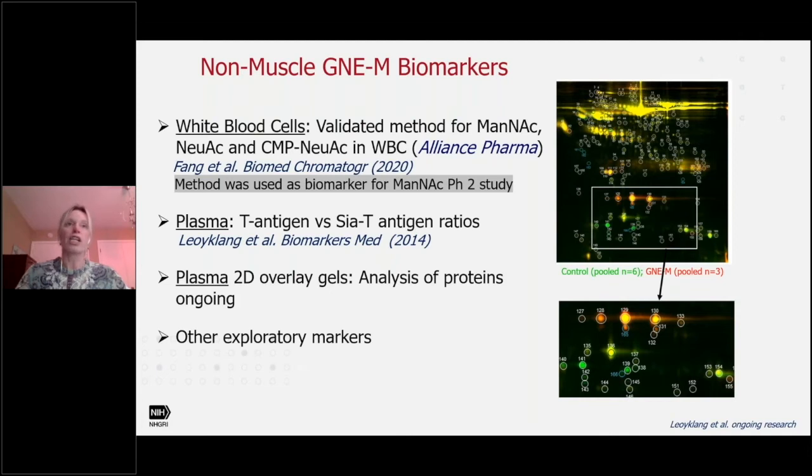We're studying other exploratory markers that came up in the literature as well. This is a part where NDF provided us with some funding for, and Dr. Leuklang is performing these studies in our laboratory, and we're grateful to NDF that we can continue performing these experiments.